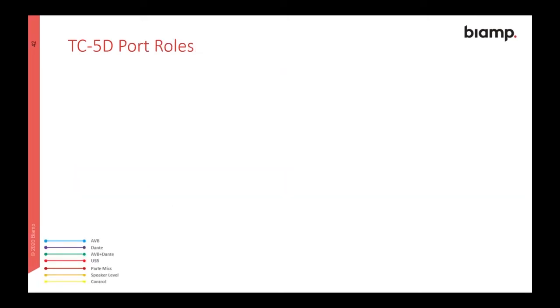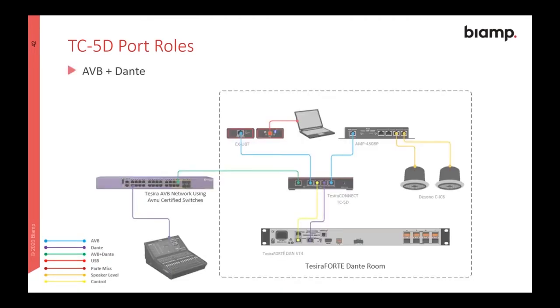So let's look at that in a little bit more detail. How does AVB plus Dante on the same link work? If you see the schematic on your screen, you can see that there's a Dante room, and there's a TC5D that's linked to a Tesira AVB network. In this case, it's an Extreme switch, and there is a Dante mixing console there. Unfortunately, this will not work because the Extreme switch is an AVB device. So it has now configured that port on the TC5D to be an AVB port. So we cannot guarantee Dante performance in this kind of a setup.